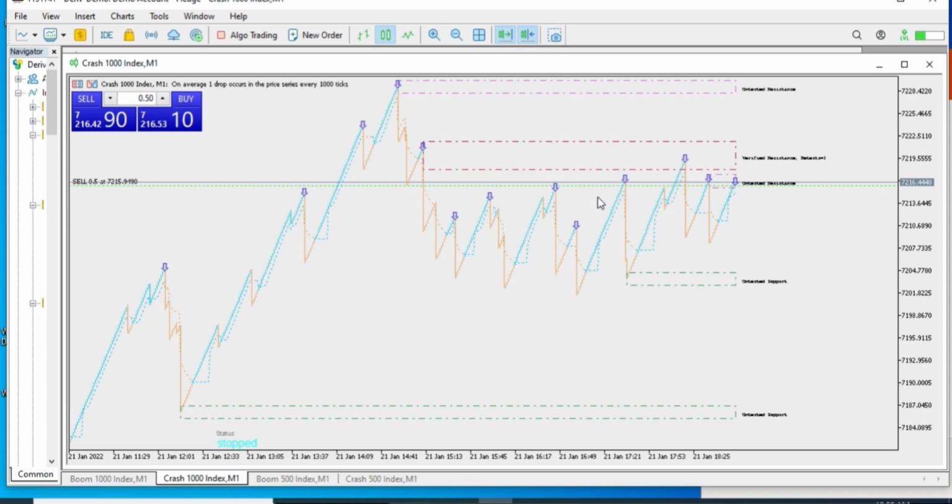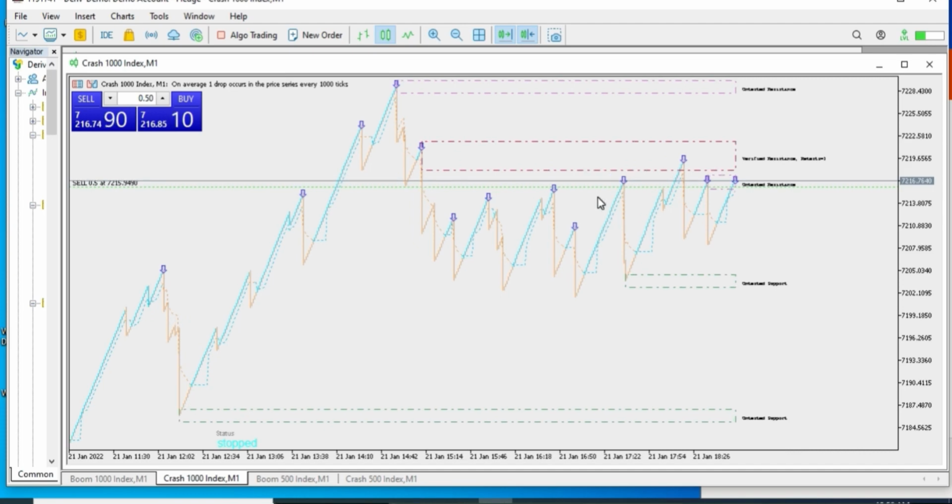So that's it. I placed a sell trade now, and I'm expecting the spike to happen. I just want to explain a little bit on it. Sometimes when the arrow appears, the spike will happen immediately, and sometimes it will take long before the spike happens. That's why I said the best time to use this indicator is on Crash 500 and Crash 1000, when you notice they are in a downtrend. That is the best time for you to follow the arrow.